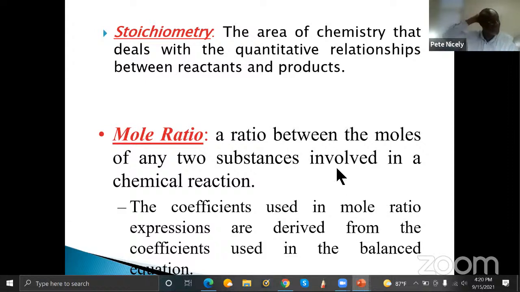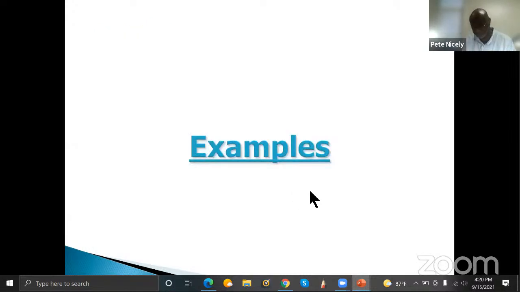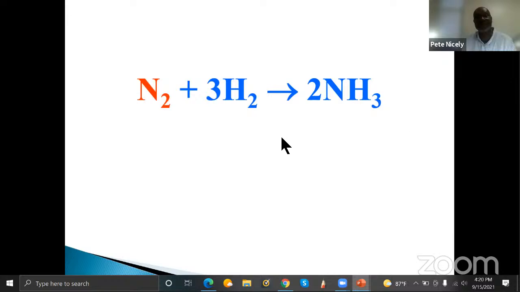In some problems, they might give you a description of the reaction in words, and therefore you have to translate that description into a balanced equation. And therefore from there, you can go on to do the rest of the stoichiometric problem. So let us look at a couple of examples. So we have this reaction here, the reaction between nitrogen and hydrogen to form ammonia. As you can see, this equation is balanced, right?